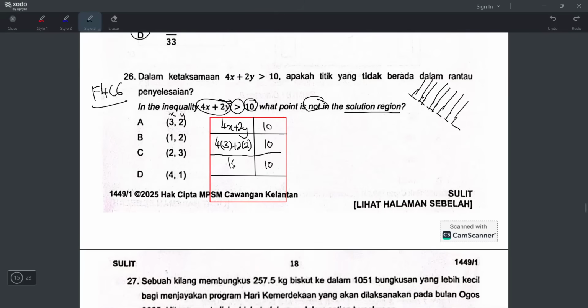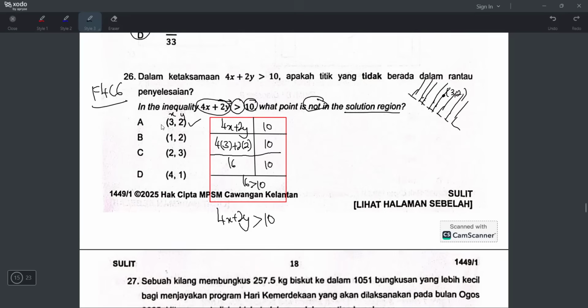But what if you get the left hand side bigger than the right hand side? Then it means the point is above the line, because the left hand side is 4x plus 2y. Okay, let's write 16 bigger than 10 first. The left hand side is 4x plus 2y, and the right side is 10. When you sub this point inside, you end up getting the left hand side greater than the right hand side. That means this point will be above the line. If you plot this point, 3, 2, it will be exactly in the shaded region. Okay, so A is inside the shaded region.